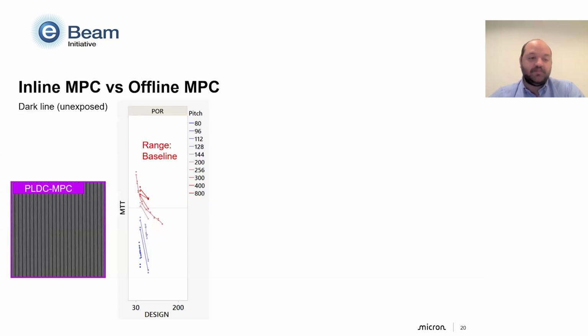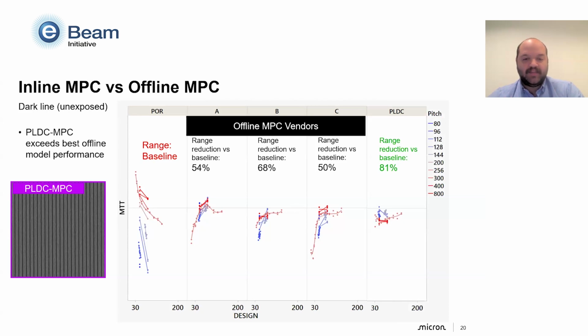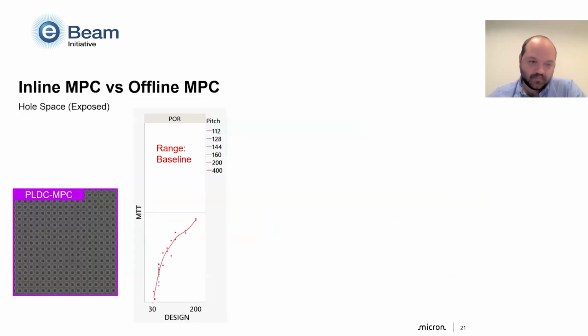For dark unexposed lines, so the unexposed lines here are the examined features, the same methodology was applied. So the range of the design and pitch was taken, offline MPC was applied, and the error range reduction is what we looked at. So we saw a reduction of 68% to 50%, where PLDC-MPC reduced the baseline by 81%, again, exceeding the best offline model performance.